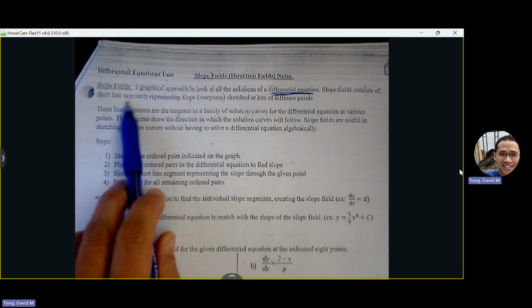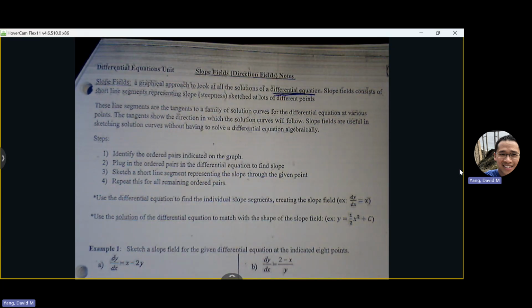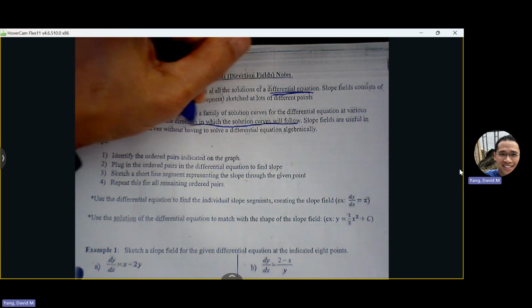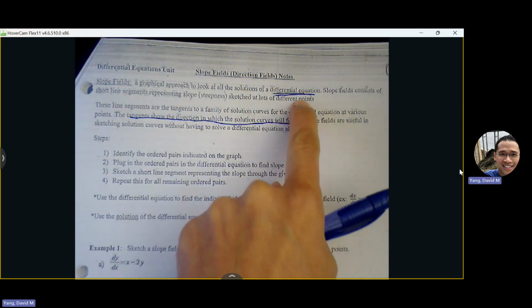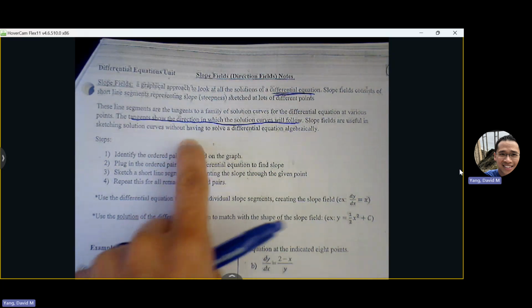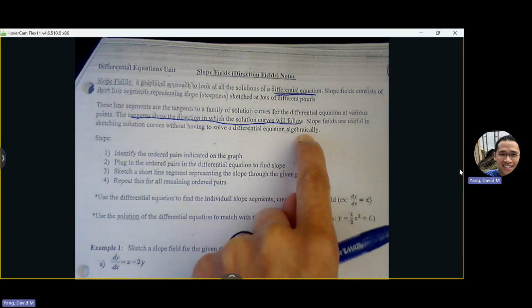So slope fields consist of short line segments that represent the steepness sketched at many different points. These line segments are tangents to a family of solution curves for the differential equation at various points. The tangents show the direction in which the solution curves will follow. So basically, we're using the derivative equation to gather information about the steepness at every single point. And if we can gather the steepness at every single point, we can get some visual idea how the actual graph is going to rise and fall. Slope fields are useful in sketching solution curves without having the ability to solve a differential equation algebraically.